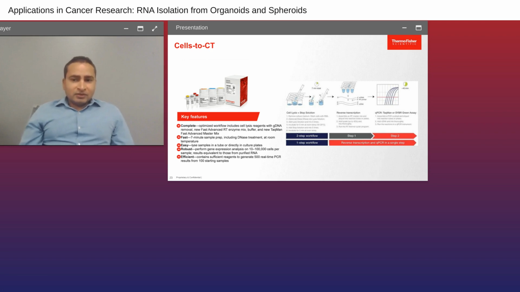And from this stage, you could choose one of the 2 steps for processing samples. You could do a 2-step workflow where you can take your lysate, reverse transcribe to get cDNA, and use that cDNA to do quantitative PCR to study gene expression. Or you could also follow a 1-step workflow where you can go directly from your cell lysate into a qPCR for gene expression study. So both the RT and qPCR are performed in a single step.